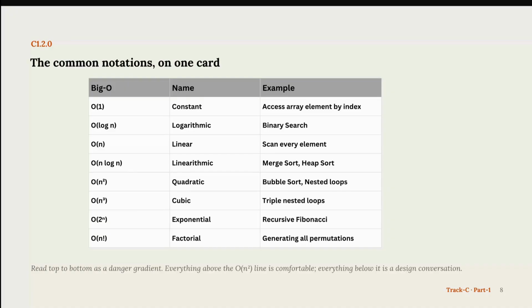It is used in merge sort and heap sort, where you are continuously splitting the elements by half and then trying to sort the remaining half. Okay, that's how merge sort and heap sort work. Then you have quadratic, cubic, exponential big O notations. Then you have factorial, O n factorial, that generates all required permutations for a given input.